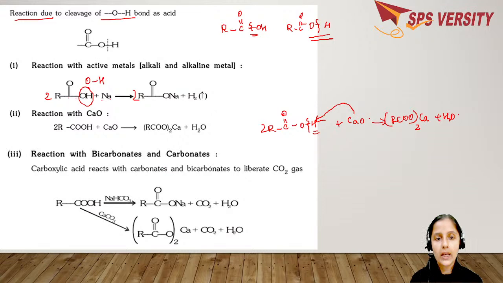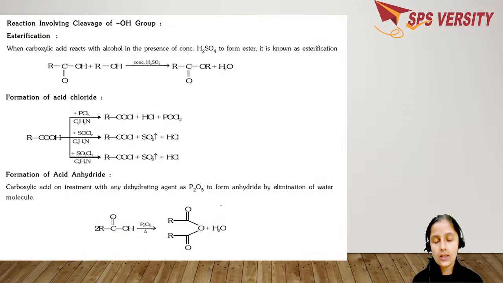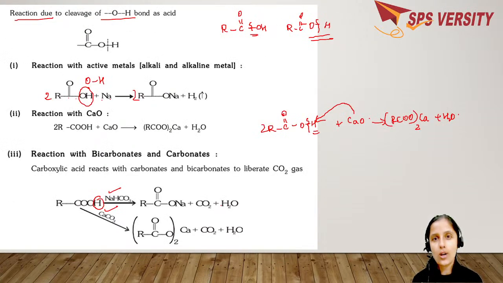And the reaction with bicarbonates and carbonates: instead of calcium oxide, if you take calcium carbonate, or RCOOH is treated with sodium bicarbonate, this H gets replaced by either calcium or sodium. If it is a bicarbonate or a carbonate, you are going to get carbon dioxide along with water as the byproducts. In all three of these reactions, we saw the bond breakage between O and H.